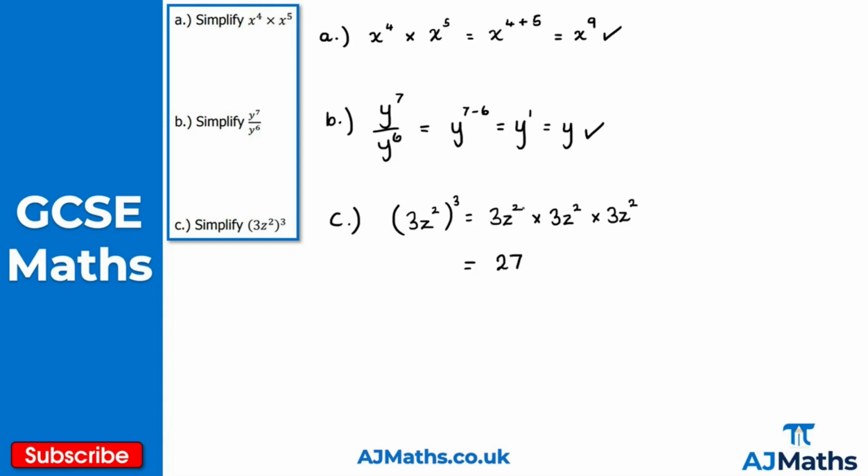Then I've got z squared times z squared times z squared. Because they all share the same base, we're simply adding the powers. But you can also think about the rule of a power to another power: we just multiply the powers together. So we're going to get 27z to the power of 6. And there we have it. That's the solution to C, and that gives the solution to question 1.